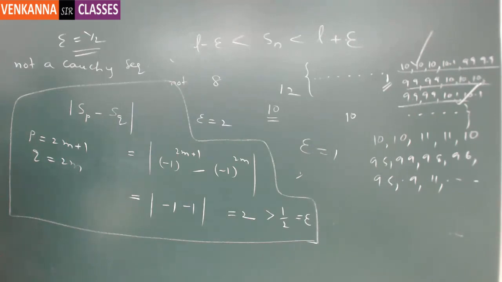When they become equal, it means it is becoming stationary, it is becoming stagnant. So it is convergent. That stagnant value is nothing but the limit. So here you are not finding the limit. You are saying that it is stagnant. That's all.